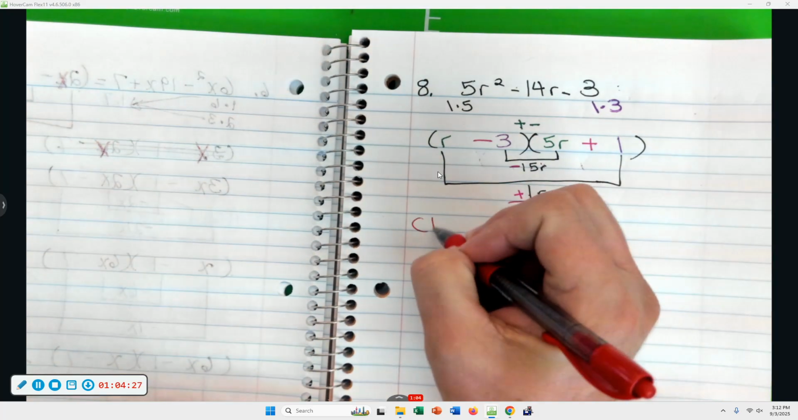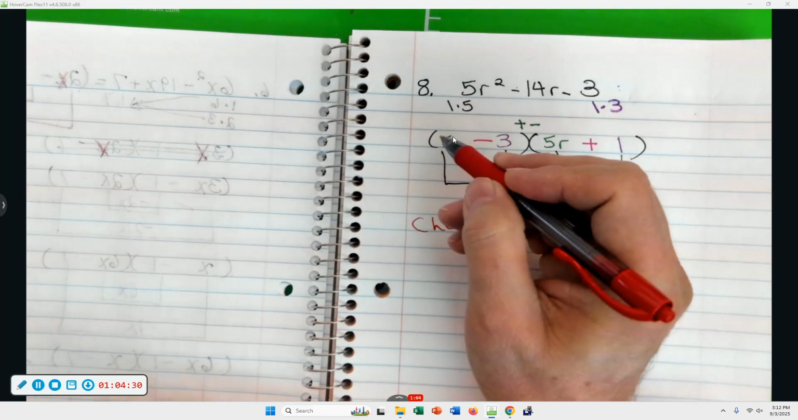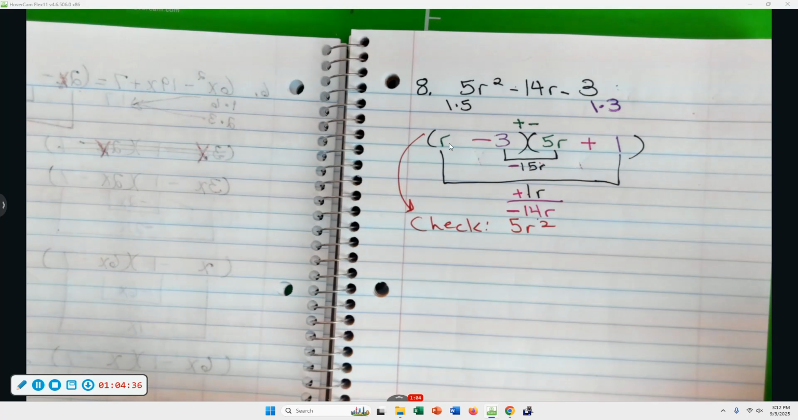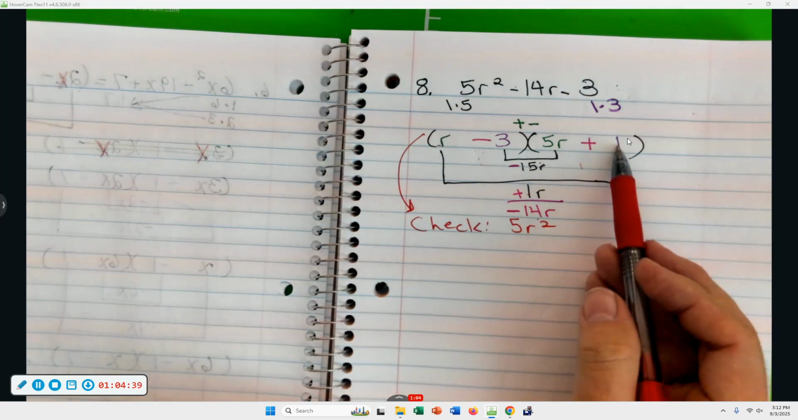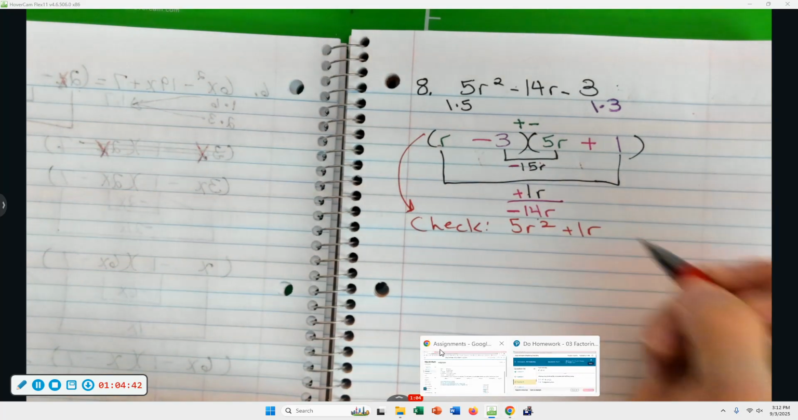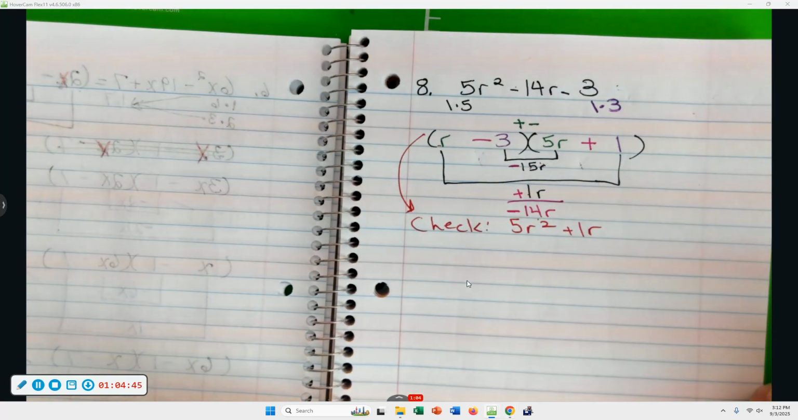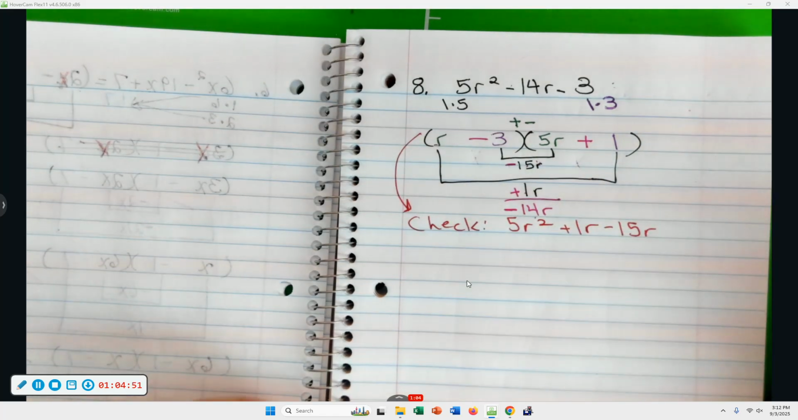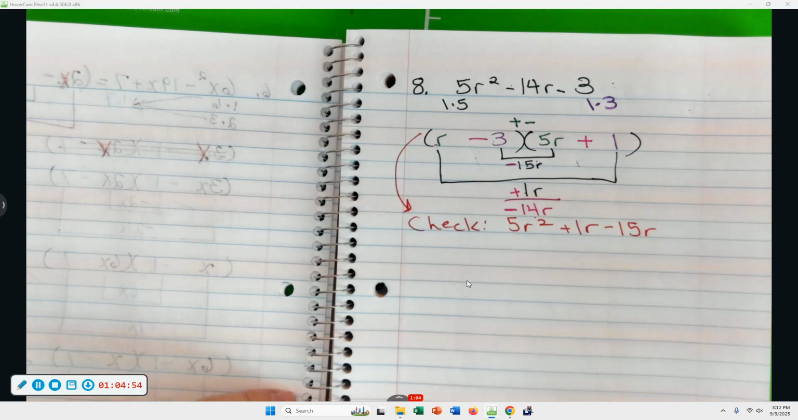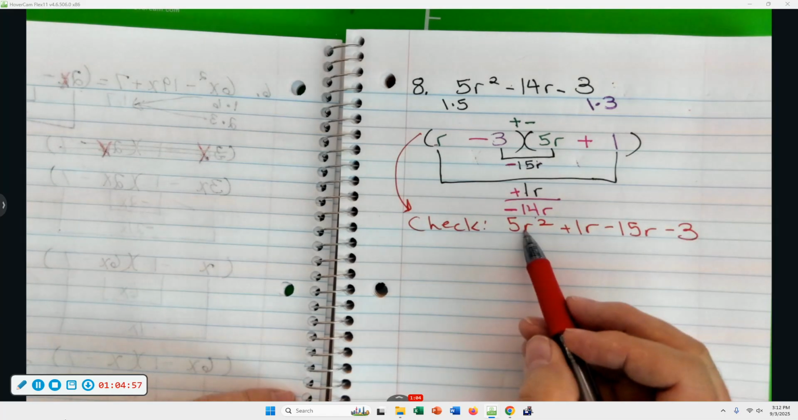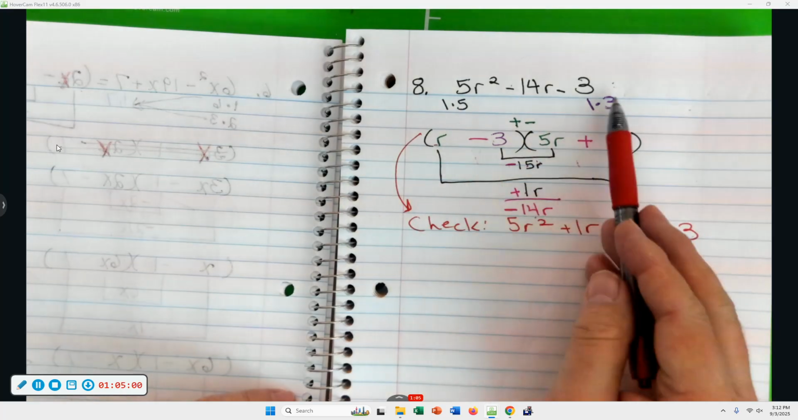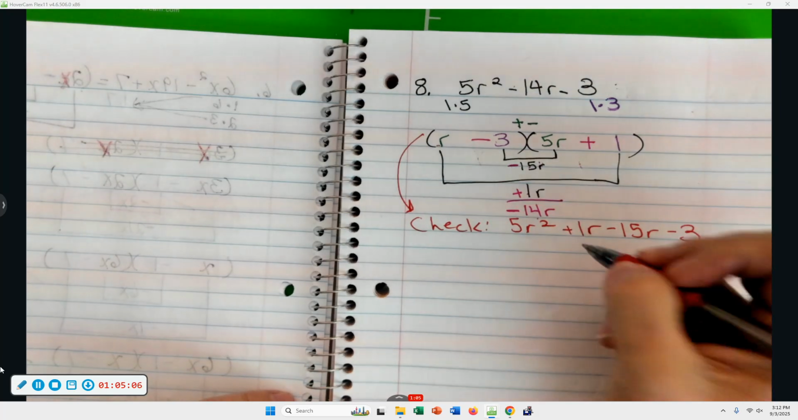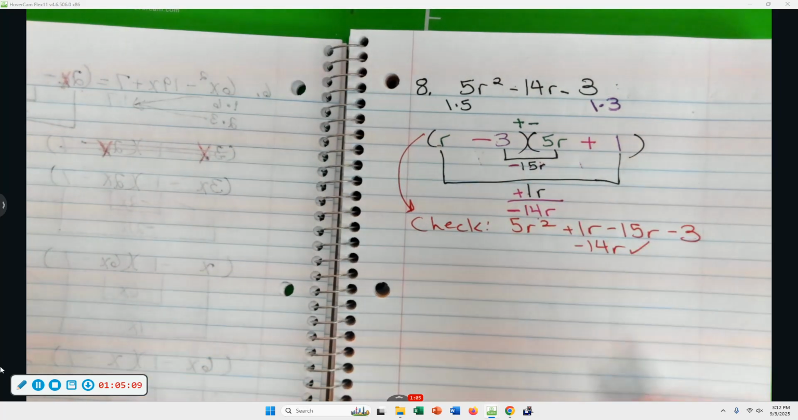We're checking here, okay? First, r times 5r is 5r squared. Outer, r times 1r is a plus 1r. What's my inner product? Negative 15r. What's the last product? Last times last, minus 3. So we got the 5r squared and the minus 3 that we needed. What's 1r minus 15r? Negative 14r. Sure enough, that's what we needed.